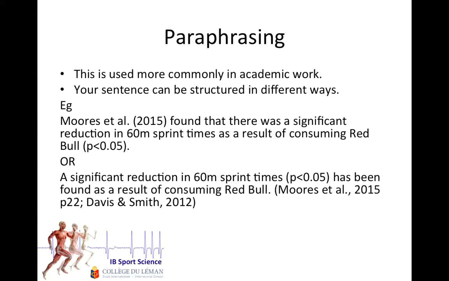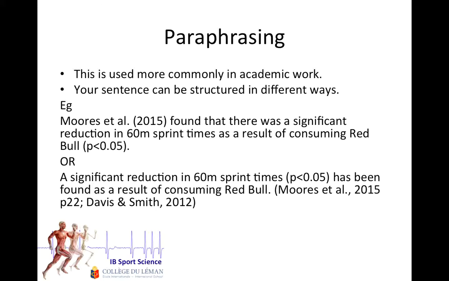The other way of doing it is we can reference at the end. So I could rephrase the sentence and say a significant reduction in 60-meter sprint times, and then I've given the significance there, so p < 0.05, has been found as a result of consuming Red Bull. Moores et al., and I'm using that again because there's more than three authors to that piece of work, and that was published in 2015, and Davis and Smith 2012. So here's an example. If I've only got two authors, I can use Davis and Smith and then just put both of the names in. And then also including, notice the date afterwards that each of those pieces of work was produced.